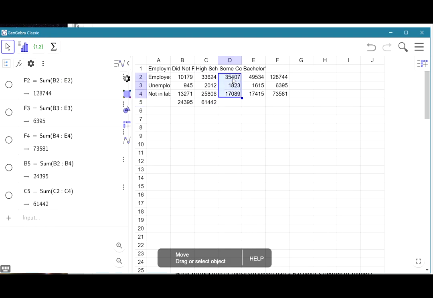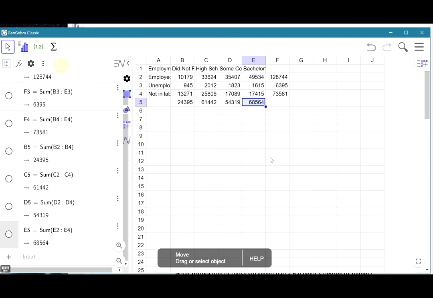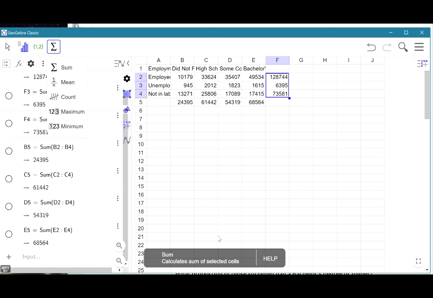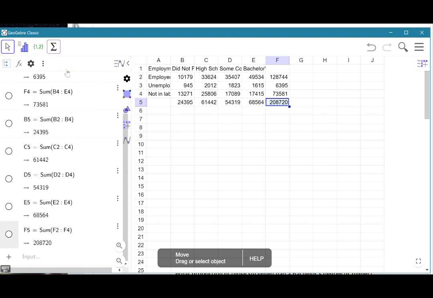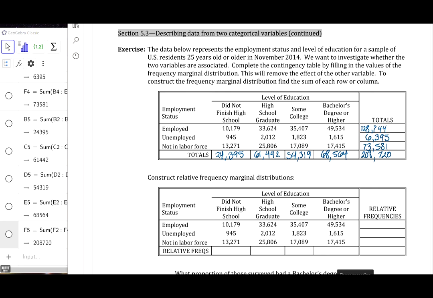So if you don't want to type it into your calculator, here's another way that you can do it. And then finally I do want the total for that whole table, which should be 208,720. So let's fill that in on our table. Now we have our frequency marginal distribution for our table.